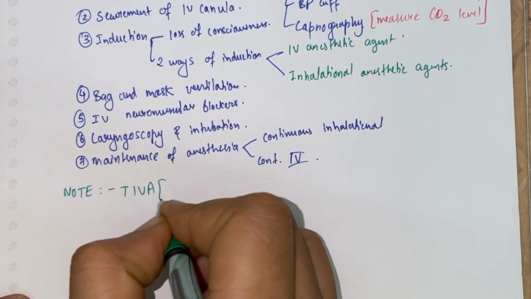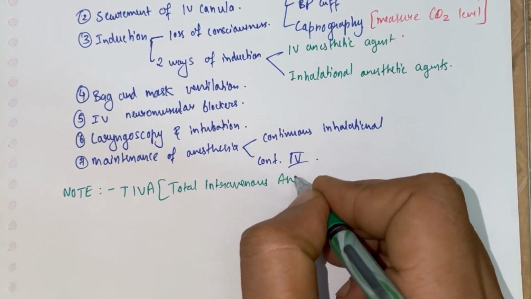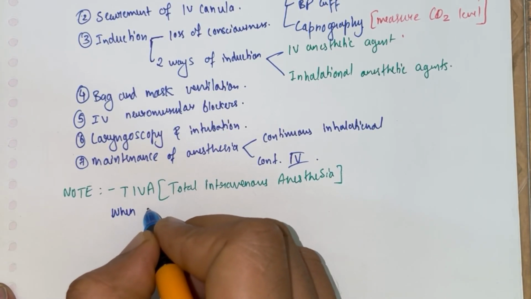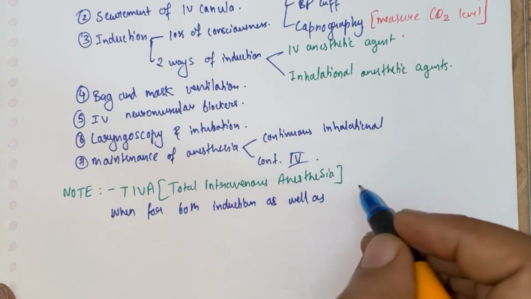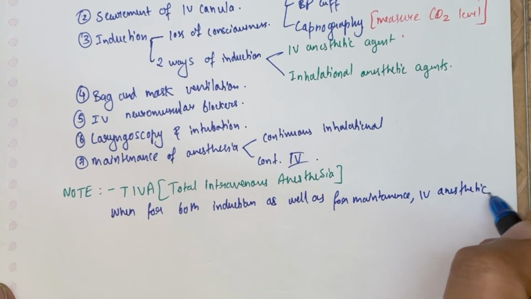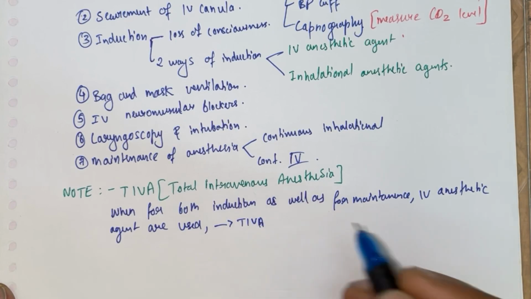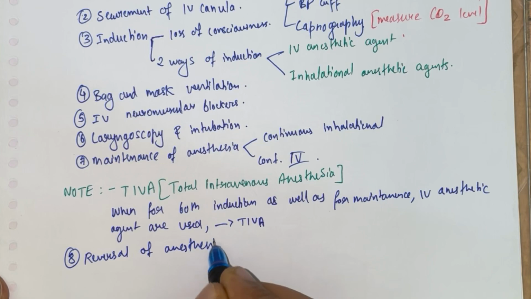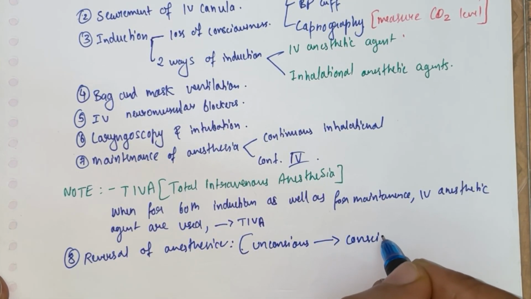Here we have to note TIVA. TIVA means total intravenous anesthesia. When both induction as well as maintenance use IV anesthetic agents, it is known as TIVA, total intravenous anesthesia. So just remember this TIVA. It is a very common topic asked during the examination. And eighth is the reversal of anesthesia. Reversal of anesthesia means bringing the patient from unconsciousness to consciousness.